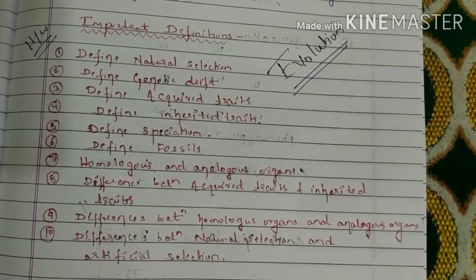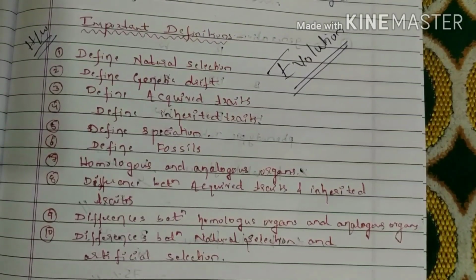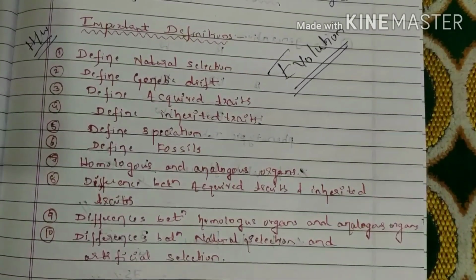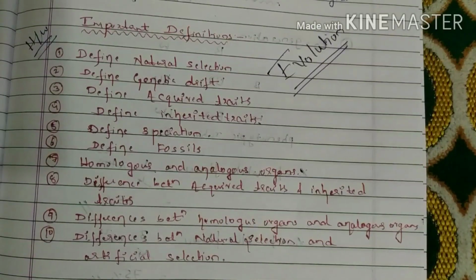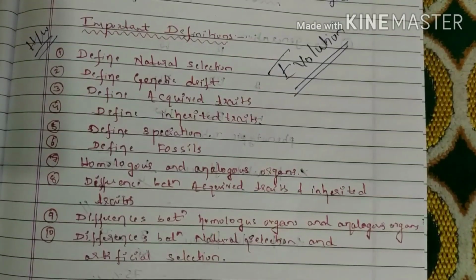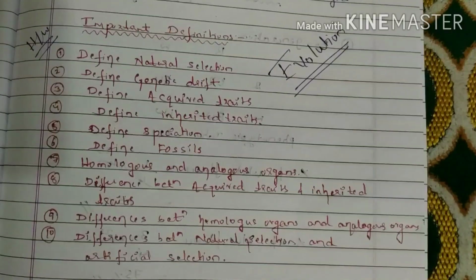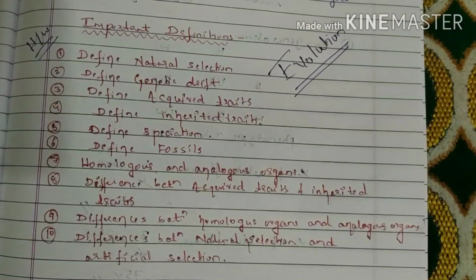Then number 5, define speciation, that is very important, 101% important definition. What is speciation? Most of the time this question is repeated from this concept. What is speciation? Speciation is the process of formation of new species from the existing species, okay. That is very important, speciation.